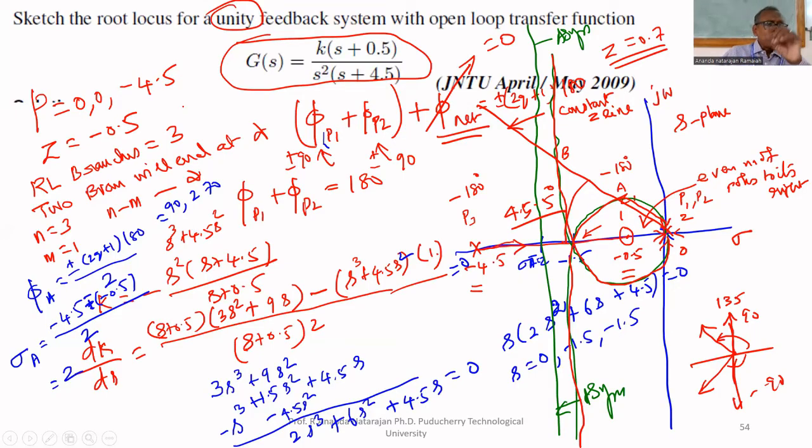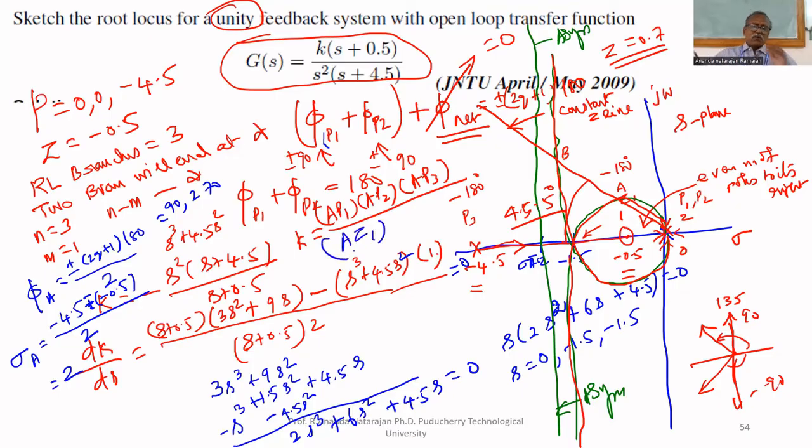How to find K? From A to all poles and zeros, we have to draw lines. We have to draw lines from A to all points. If it is B, then from B to all points. Then the formula is K equal to the product of the lines drawn from A to all poles, AP1 multiplied by AP2, the second pole, AP3, A to the third pole, divided by AZ1, only 1 zero. That's all. This is the formula to find the value of K.